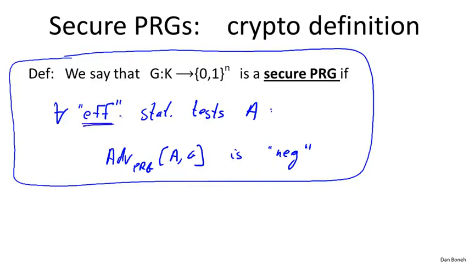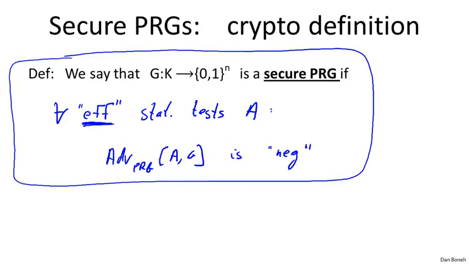One thing I'd like to point out is that the restriction to efficient statistical tests is actually necessary. If we asked that all statistical tests, regardless of whether they're efficient or not, be unable to distinguish the output from random, then that cannot be satisfied. In other words, if we took out the requirement that the test be efficient, this definition would be unsatisfiable, and I'll leave this as a simple puzzle for you to think about. Restricting this definition to only efficient statistical tests is actually necessary for it to be satisfiable.